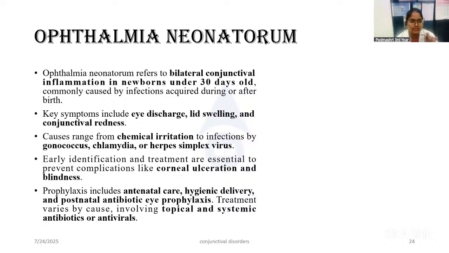Ophthalmia neonatorum. It is a condition that refers to bilateral conjunctival inflammation in newborns under 30 days old, commonly caused by infections acquired during or after birth. The symptoms include eye discharge, eyelid swelling, and conjunctival redness. Causes range from chemical irritation to infections like gonococcus, chlamydia, or herpes simplex virus. Early identification and treatment are essential to prevent complications like corneal ulceration and blindness. Prophylaxis includes antenatal care, hygienic delivery, and postnatal antibiotic eye prophylaxis. Treatment varies by cause, involving topical and systemic antibiotics.